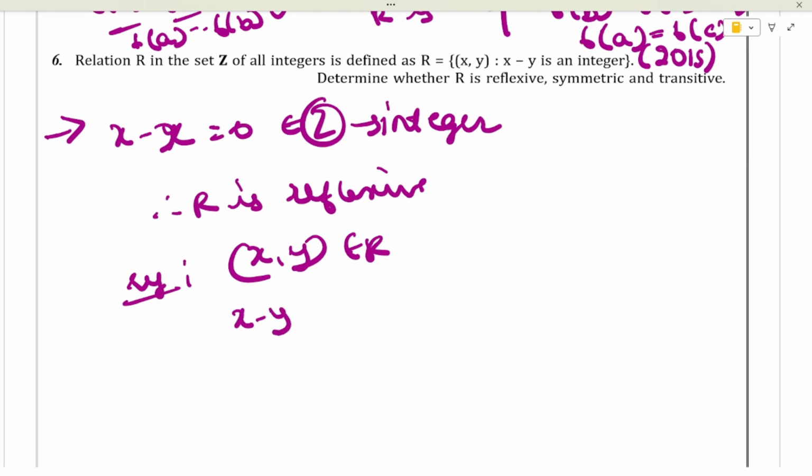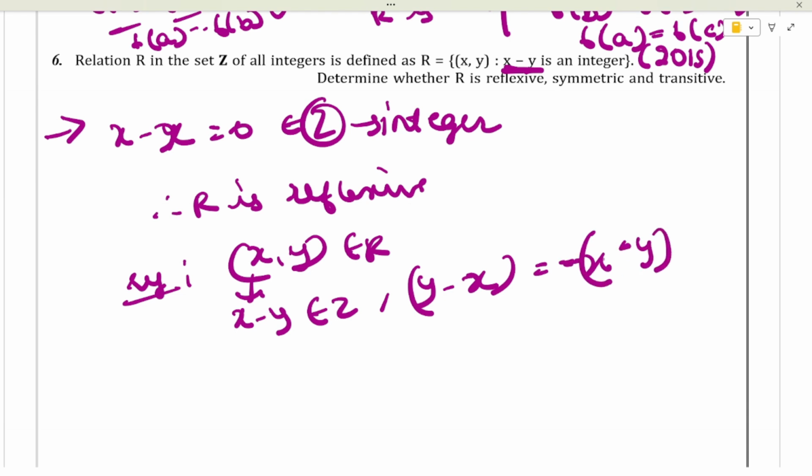Next, for symmetric, let's take (x, y) belonging to R. That means x minus y belongs to Z. See the condition which they have given. Now next is y minus x, right? Y minus x will be equal to minus of (x minus y). If you take out common, it will be plus y and minus x. This will also belong to Z, because integers include all the negative and positive values. So you can say that it is symmetric.